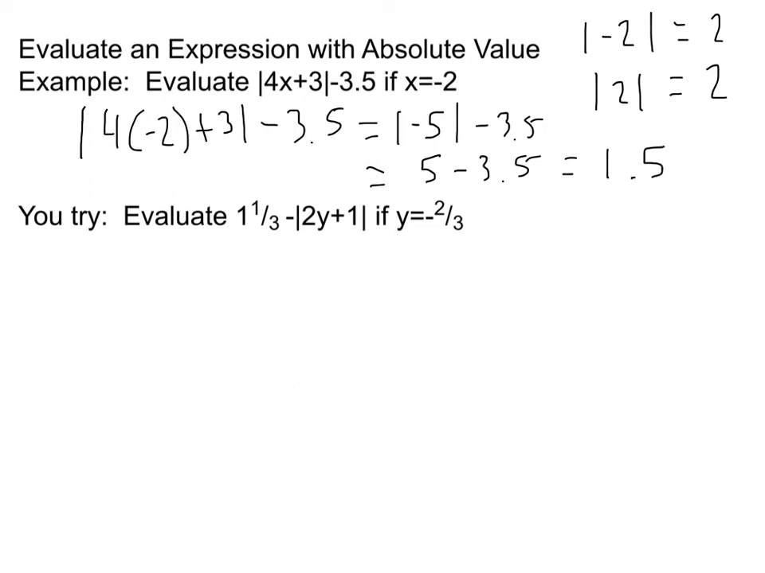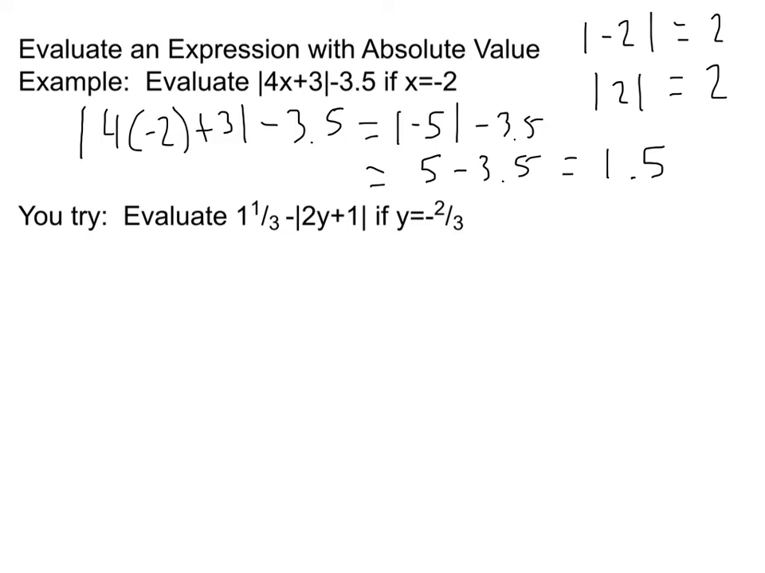So you try the next one. It says to evaluate 1 1/3. Remember, I want you to write your fractions one on top of the other, so try to write them correctly for me. So 1 1/3 minus the absolute value of 2y plus 1 if y is equal to negative 2/3. So go ahead and give that a shot.